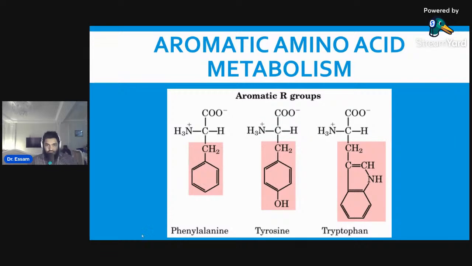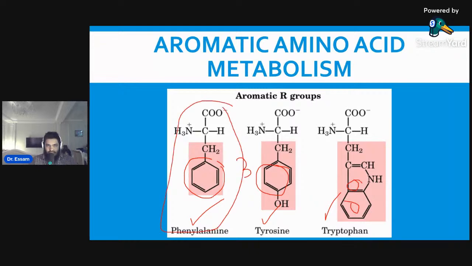So we were talking about the aromatic amino acids and how many aromatic amino acids are there? Three: phenylalanine, tyrosine, and tryptophan. I hope you remember. So why are they aromatic? Because they have these ring chains. That's why we call them aromatic amino acids. Now, the next thing that I told you to remember was that phenylalanine and tyrosine are related. They are from the same family.